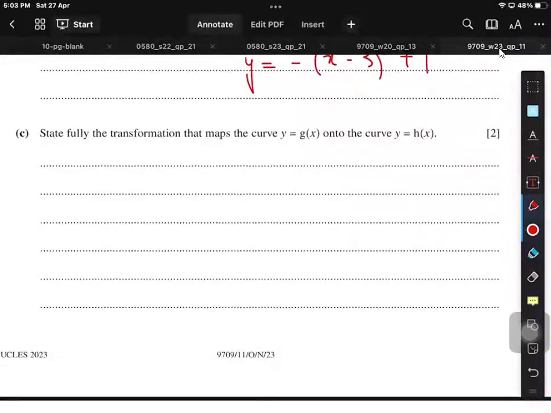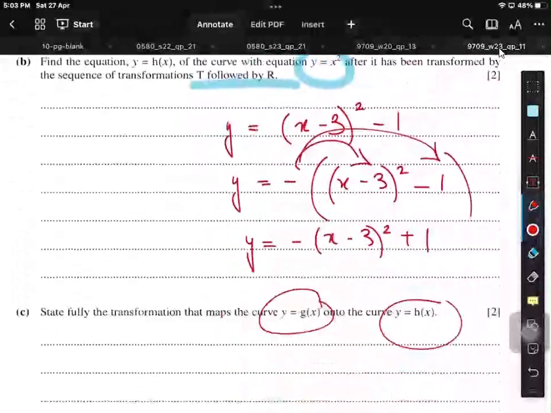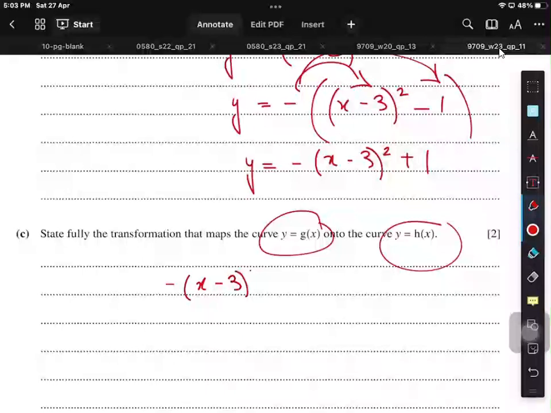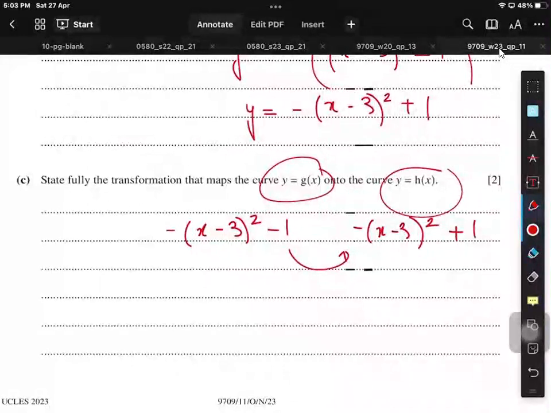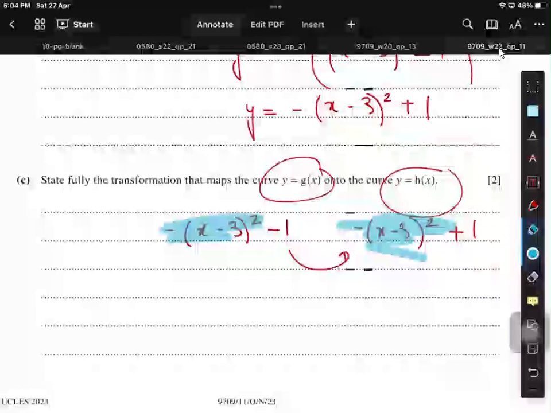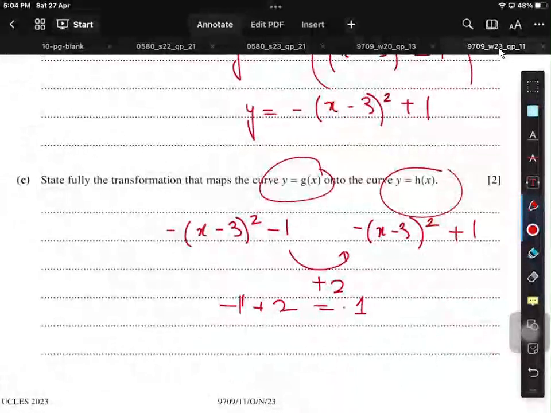Part C. State fully the transformation that maps this into this. So we have g of x. G of x is this, and in order to convert this into f of x, this is our f of x. So as you can see, this first part is the same, so we don't have to make any changes to the first part. But how can I make this minus 1 into plus 1? Can I add plus 2 to it? If I add plus 2 to minus 1, that would become plus 1, right?